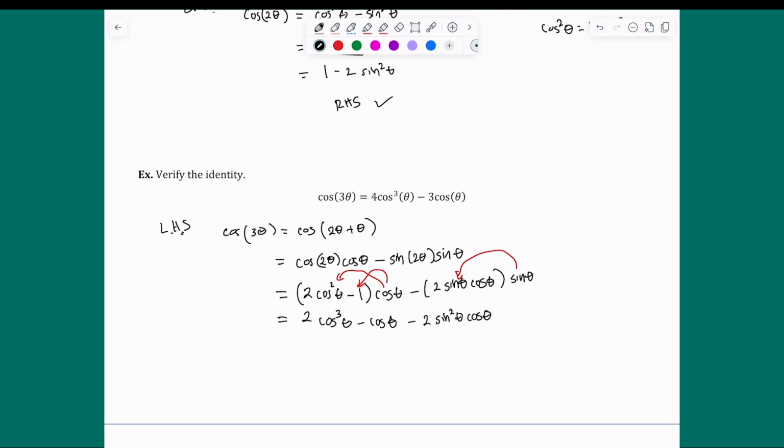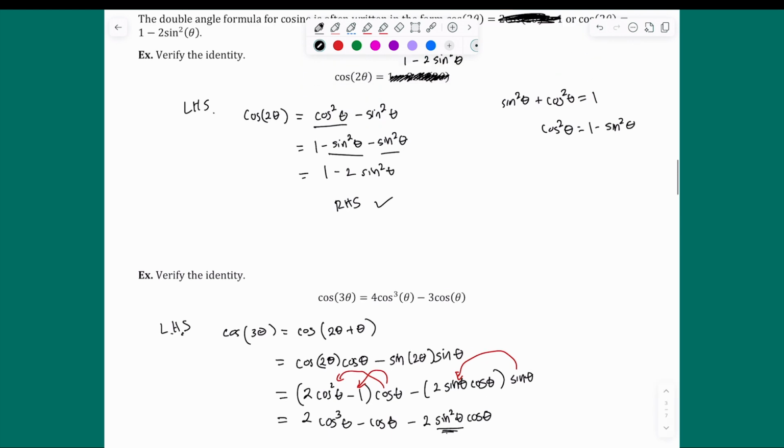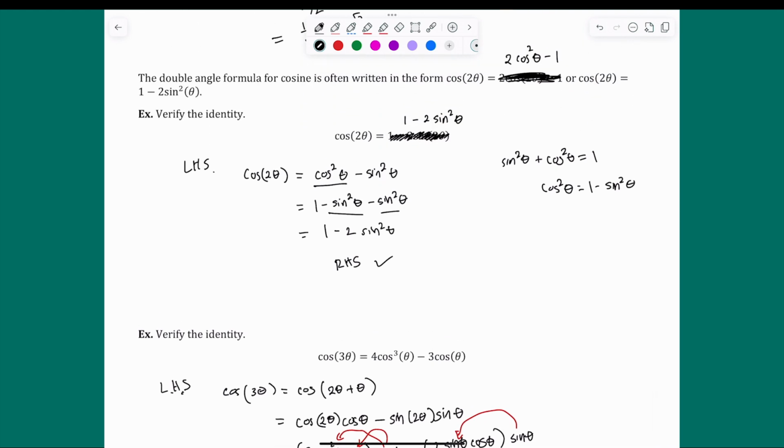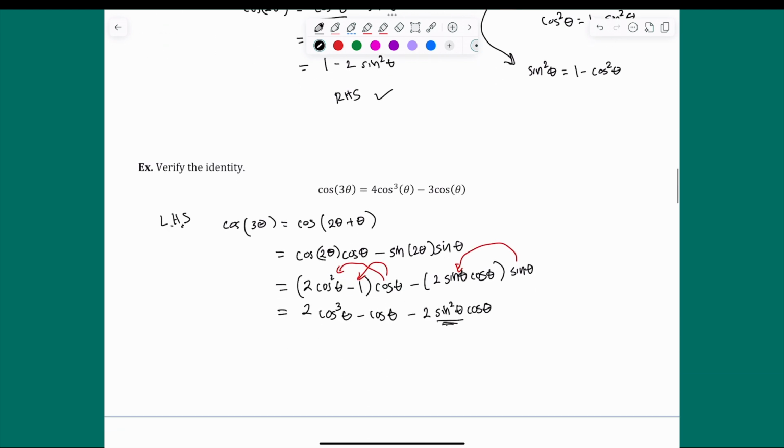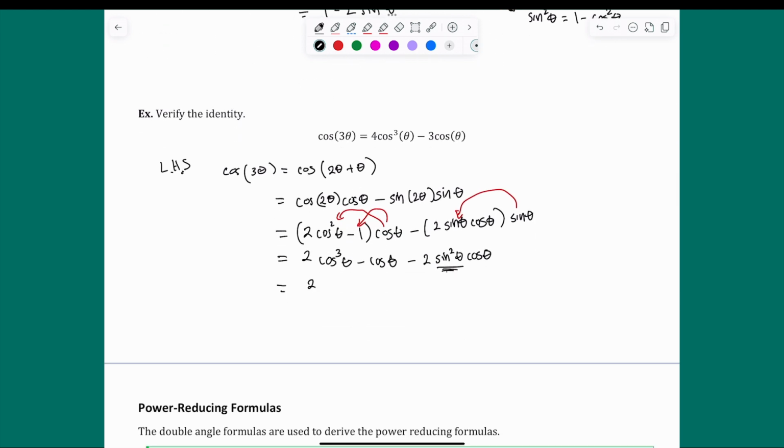All right, we're not there just yet, because notice the right-hand side of this identity doesn't have any sine. So that means we need to get rid of this sine squared theta, and once again we use the Pythagorean identity. We could always write this as sine squared of theta equals 1 minus cosine squared theta. Okay, so we'll substitute that there. So we're left with 2 cosine cubed of theta minus cosine of theta minus 2 times 1 minus cosine squared of theta times cosine of theta.